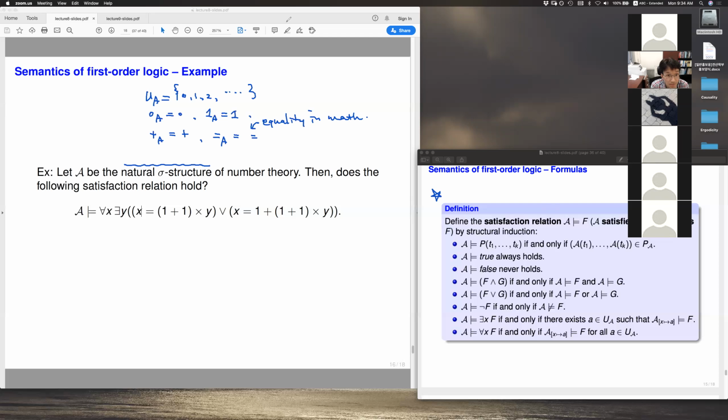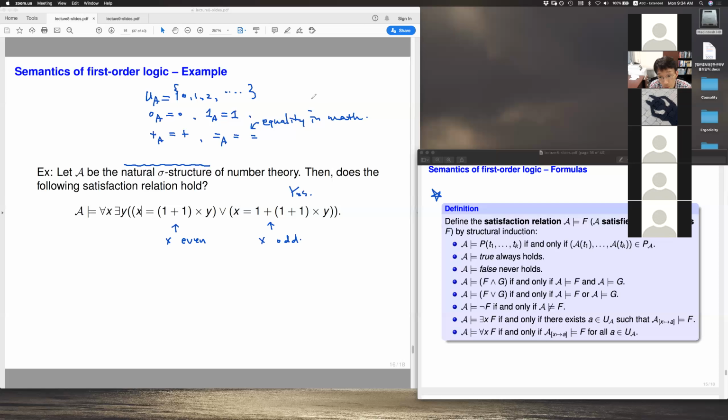Okay, so I'll give you the answer. The answer is yes. That's because this one says for every natural number x, there always exists some natural number y such that x is either 2 times y or x is 2 times y plus 1, which means x is even, essentially. And this one means x is odd. So we know that every natural number is either even or odd. So this statement is true.